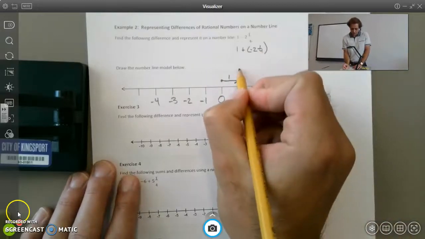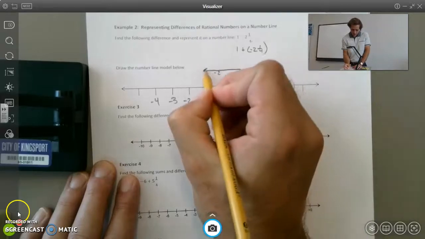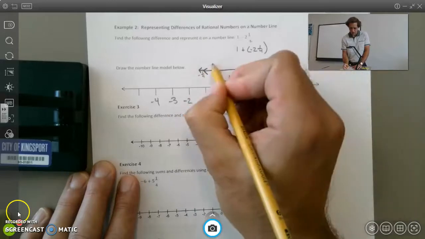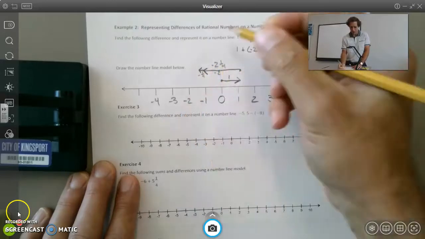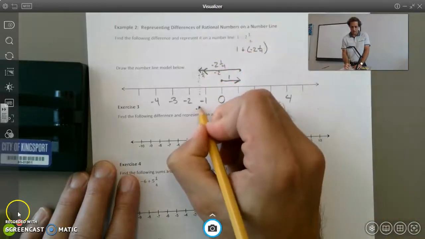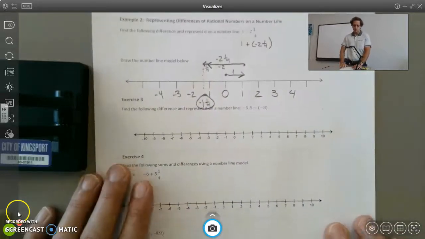Because this is a mixed number, I'm going to go -2. So 2 spaces to the left, and then an additional 1/4 to the left. And that gives me a vector of -2 and 1/4. And I can look here and see, where is this at? It's going to be at -1 and 1/4. That would be my answer.